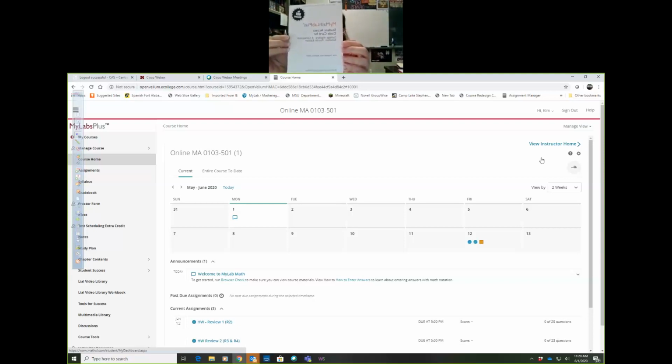It should say MyLab Plus something. It's kind of orange and white, and it came stuck inside the front of your book. Okay, so it should look something like this. If you have that, you're going to open it up and peel off the little stuff here and type that in. Okay, and that's your access code.